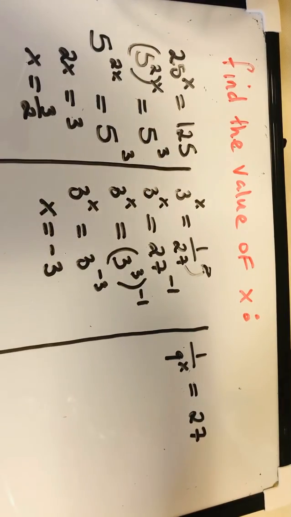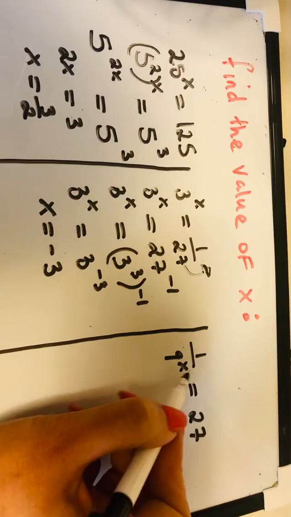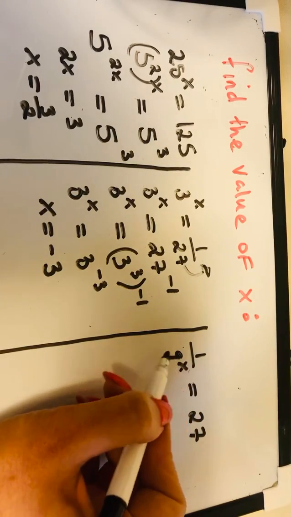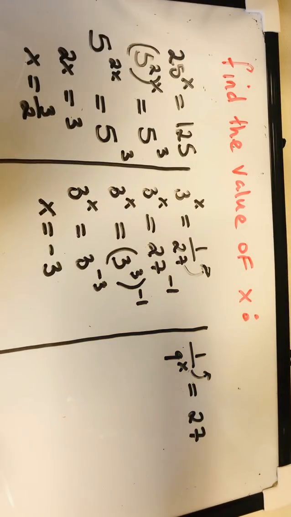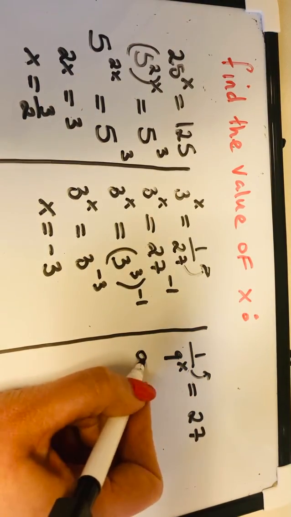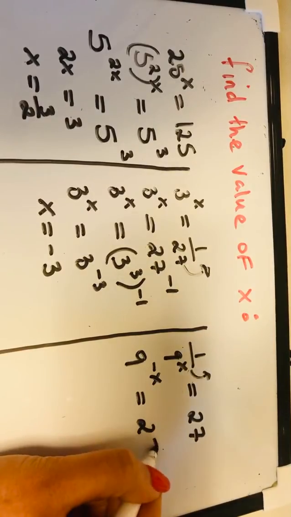Over to the next question. We can see again that we've got a fraction and we want to make it a whole number. So we're going to bring all of it above the line. So when we do that, we're going to change it to a negative x. So now we have 9 to the power of negative x is equal to 27.